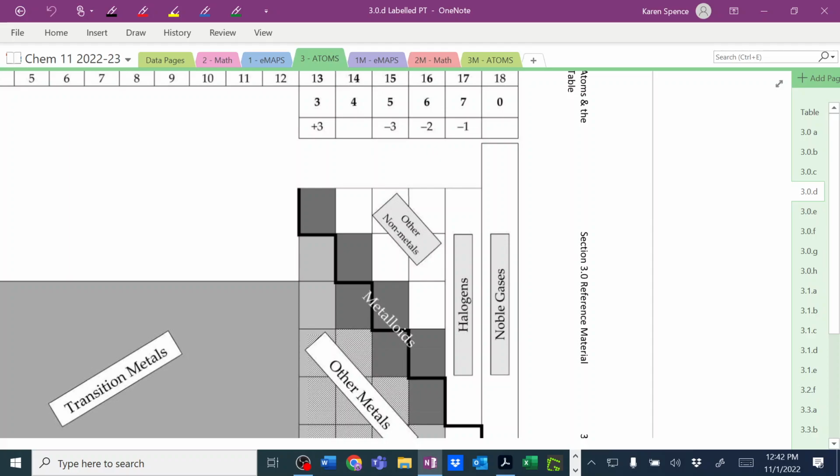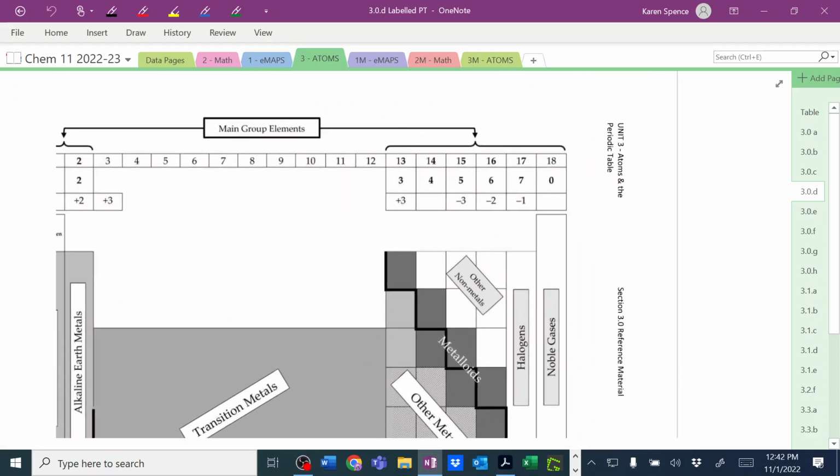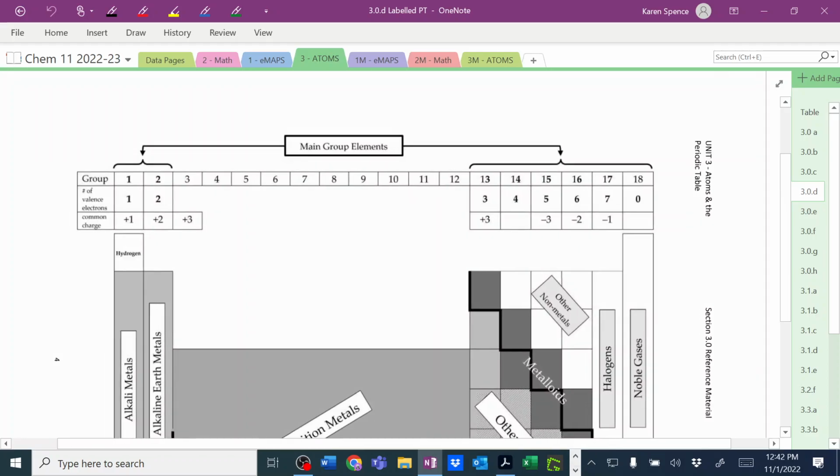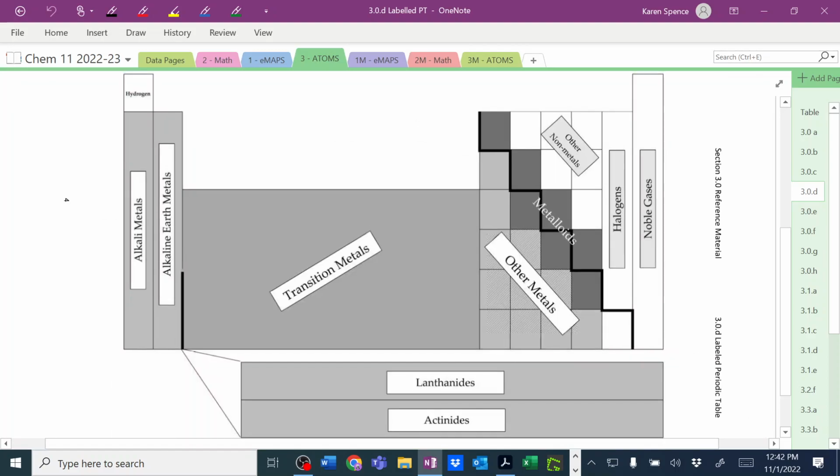Does anyone know what this one is here? That's aluminum. And if I were to say to you, is aluminum a metalloid or a metal, what would you say? It's a metal, because you just know that, right? We worked with aluminum foil, right? And that's definitely a metal. It's shiny, it's metallic, all those good things. Okay, that's enough of that.